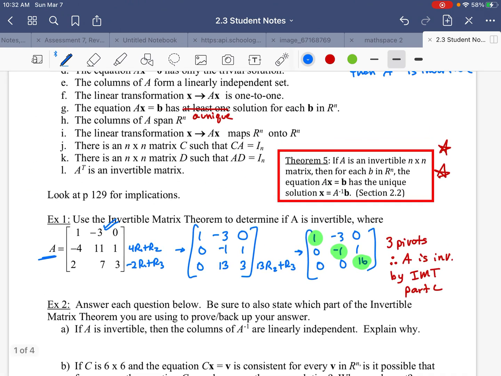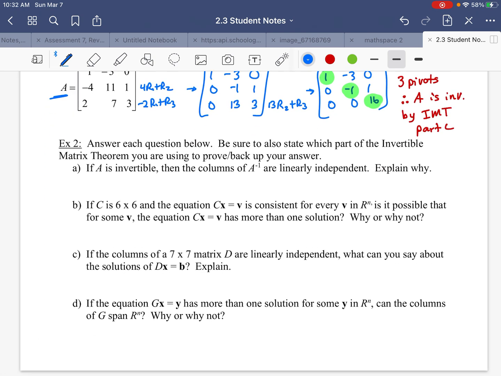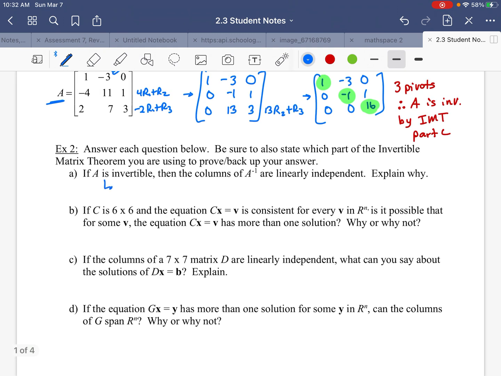So basically up here, we're going to use theorem number 6 right here. It says if A is invertible, then the inverse is invertible. Okay, so if A is invertible, well, by theorem 6 from section 2.2, then A^-1, the inverse, is invertible.